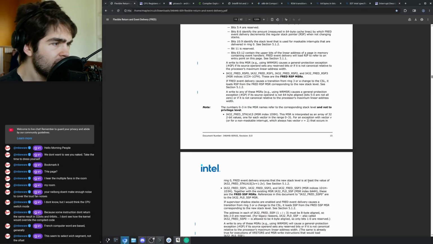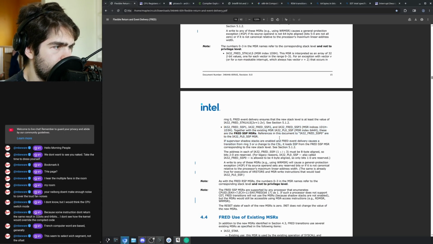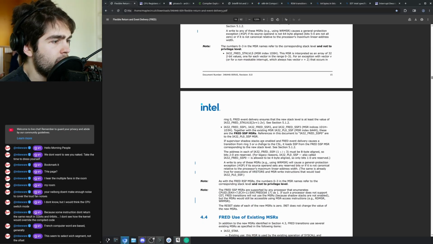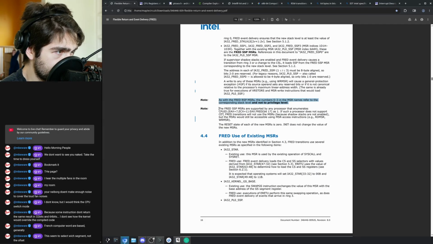Let's go back. If I'm not making sense at any point, tell me, all right? IA32_FRED_SSP1, 2, 3. Oh, we don't have 0 here. Oh, it's shadow stack pointer. Okay. These are FRED shadow stack MSRs. Okay, I don't care about shadow stack for real. With the FRED RSP MSRs, the numbers 0 to 3 in the MSR names refer to the stack level, not the privilege level. Like you said, they really don't want us to get this mixed up.